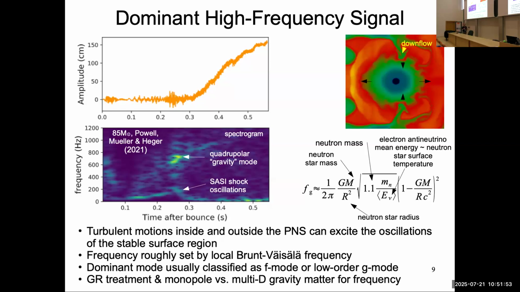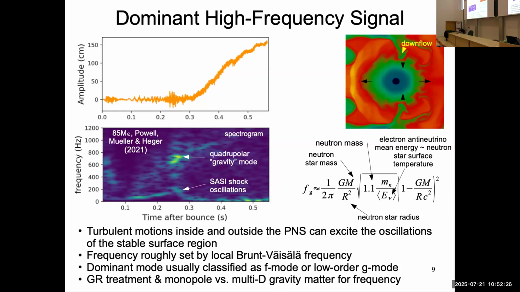And those oscillations have to be kicked off. They can be kicked off because you have motions, plumes inside the neutron star that are bouncing against this stable region, and you have plumes outside of the neutron star in the heating region that can bounce against this region, and that will induce ringing of the surface region with its characteristic frequency or frequencies. So you can, in principle, of course, excite more than one mode.